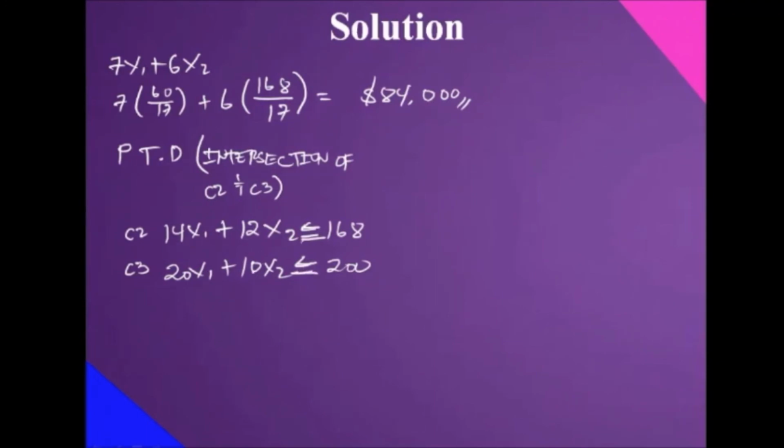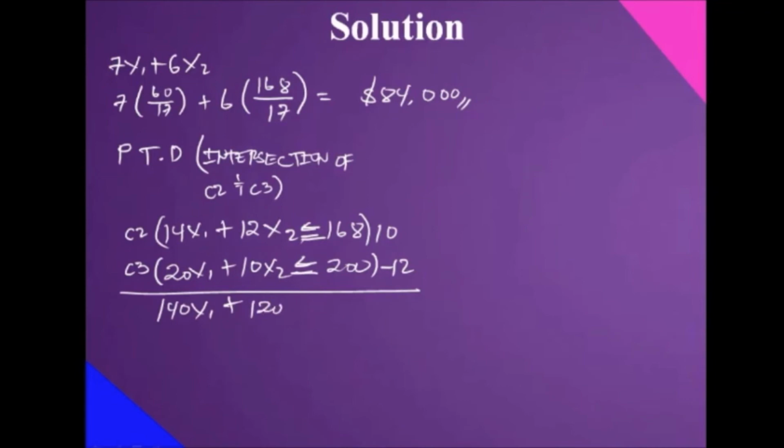12 and 10, multiply natin. Itong equation na to 10. Tapos, ito to negative 12 para may magne-negative ulit. Negative 12. Okay. So, 14 multiplied to 10, we have 140 x sub 1 plus 12 times 10, we have 120 x sub 2 equals 168 times 10. Dagdag natin ng 0. 1680.